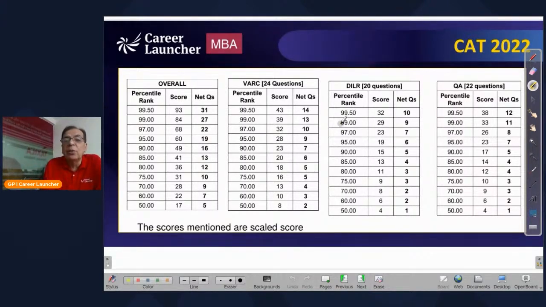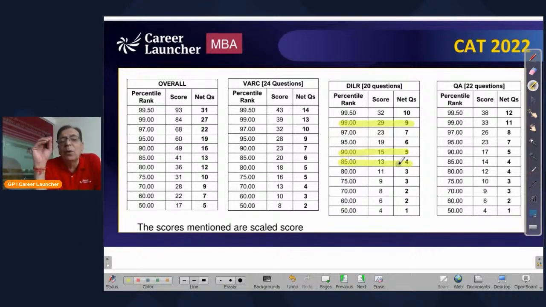Now, as far as CAT 22 is concerned, 99 percentile in DILR. I'm not looking at the others, but I'm looking at DILR because that is the session we have. 99 percentile was at 9 questions, 29 marks. Okay, and this was obviously a scaled score. In fact, there was a slot 3 in which if you got 27 marks, you were 99.7 percentile. That score got scaled up to something like 34. So that was a very high level of scaling which happened. But by and large, you can say about 8 to 9 questions were giving us 99 percentile. 5 questions were giving us a 90 percentile, and 4 questions 85 percentile.